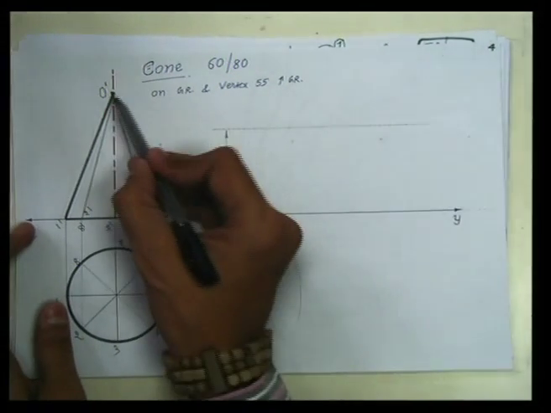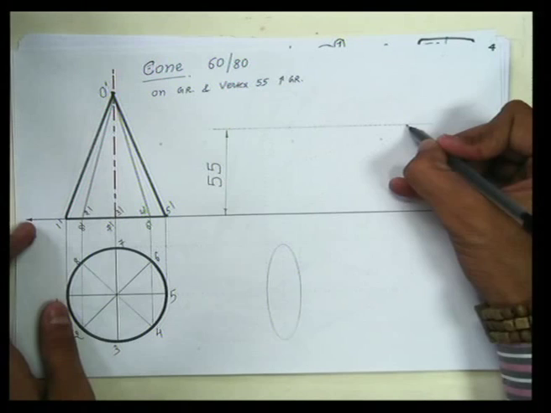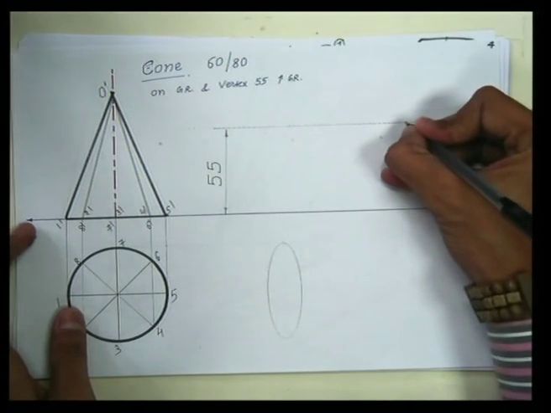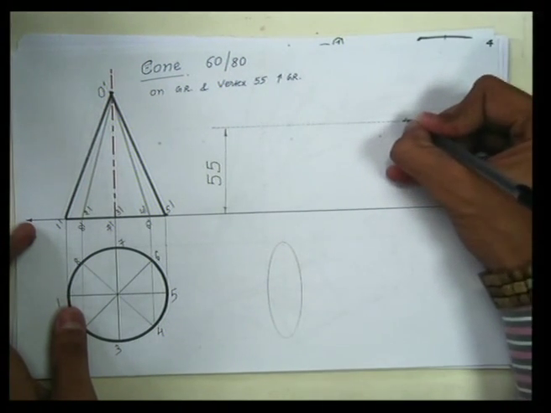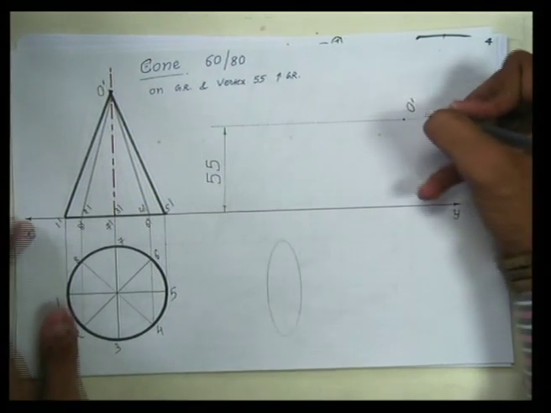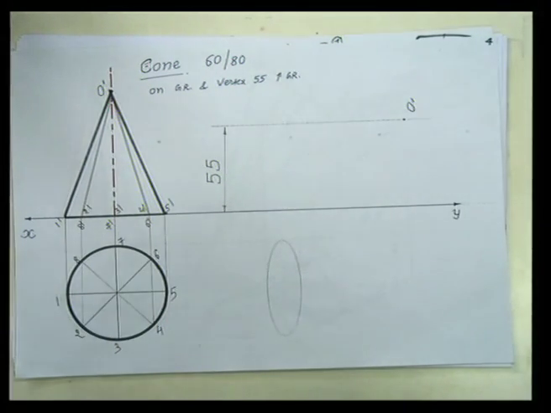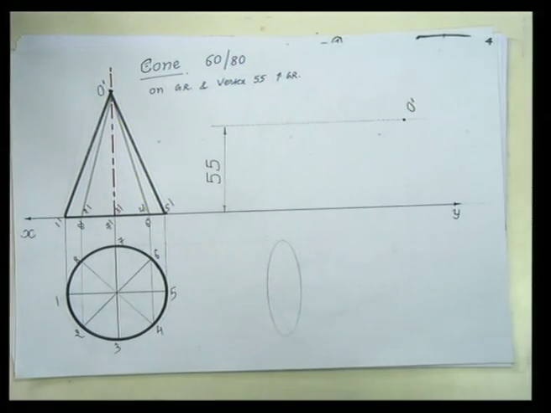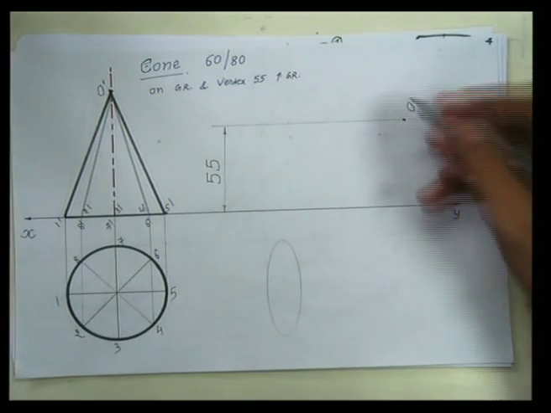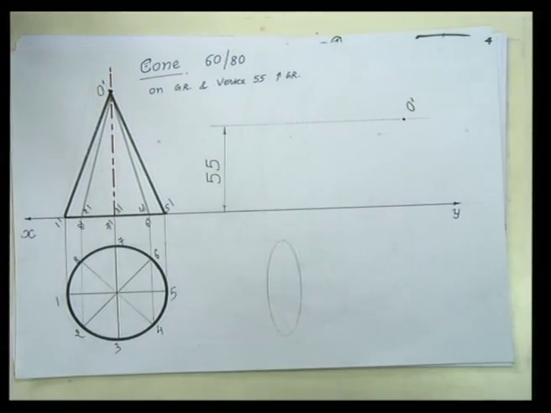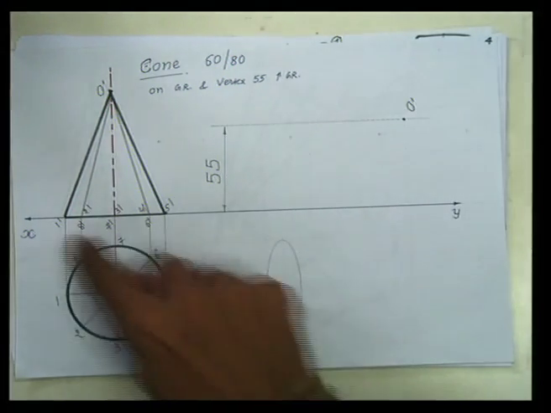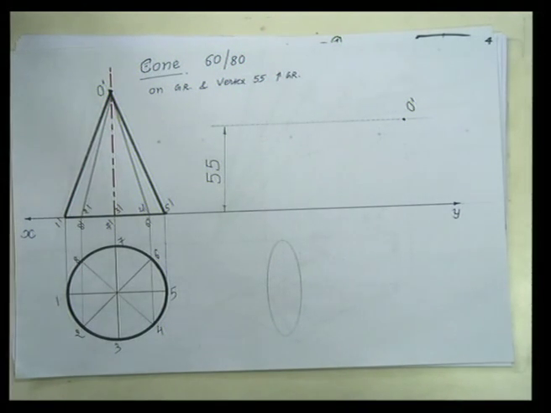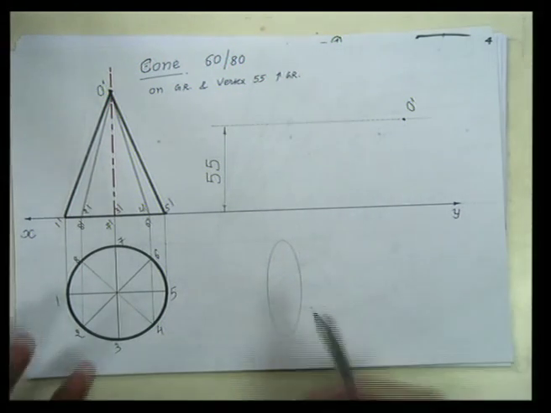Now here apex point O dash is here. Put it anywhere on this line. Say we pick up this point O dash on this line somewhere here. Anywhere we can locate, but the thing is that that point should be at a distance of 55 mm from its base or from XY line. Now redraw this triangle in such a way that one point should be on XY line.